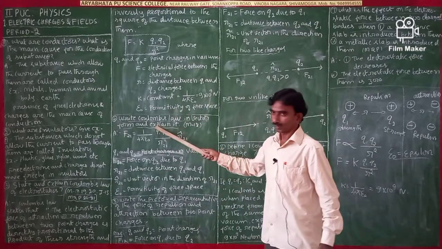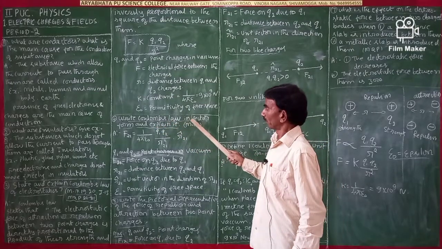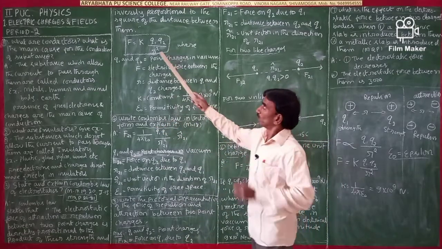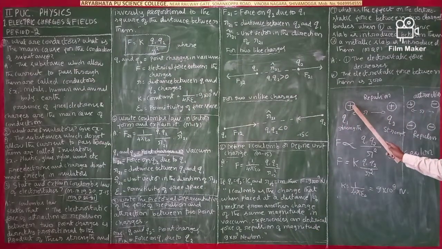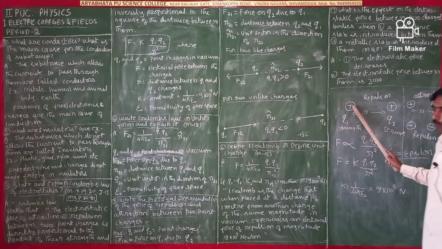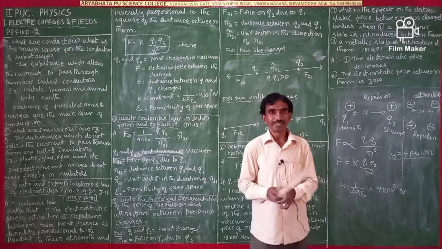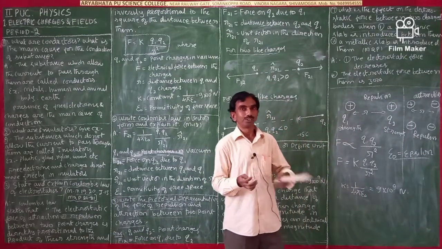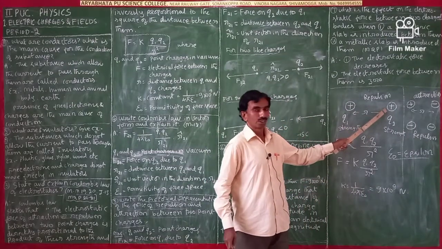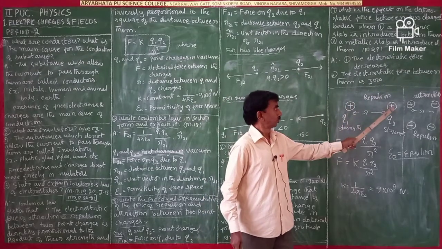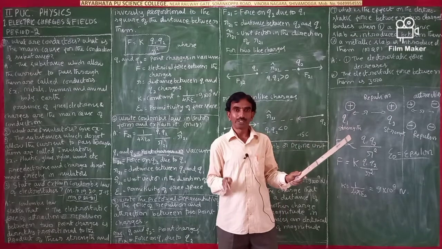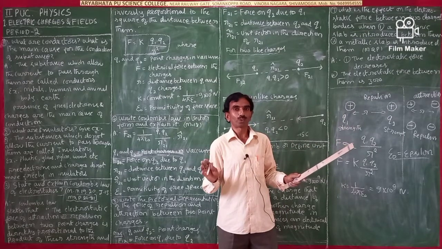And the next question, this one also: write Coulomb's law in vectorial form. You see, the force between the two charges is a scalar quantity. Now we have to represent it as a vector quantity. What is a vector quantity? That which shows one direction. If two charges, charge 1 and charge 2, show some particular direction, then it becomes a vector quantity.